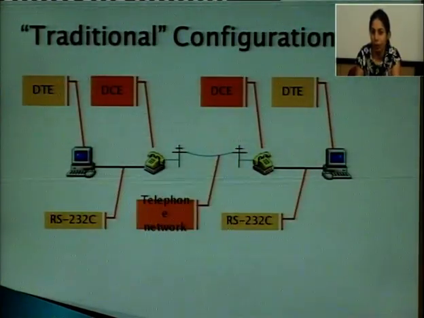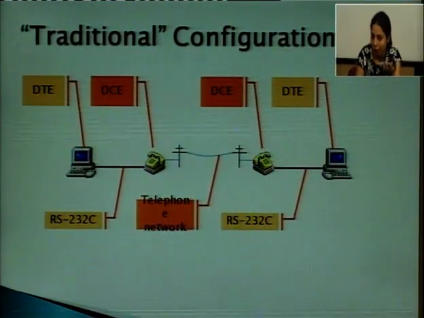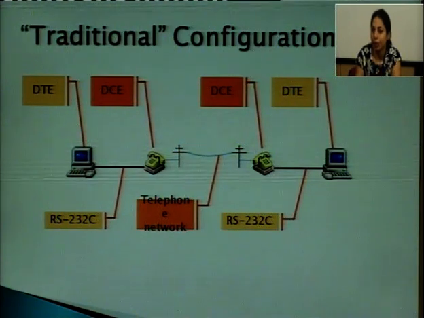This is the traditional configuration of DTE and DCE. At one end we have DTE as a computer and the telephone network is acting as a DCE, and this DTE and DCE are connected with each other by using the RS-232 standard. Again, from telephone to telephone, in another part we have another DCE which is connected to the DTE, and again for connecting a DCE and DTE we are utilizing the RS-232C standard.